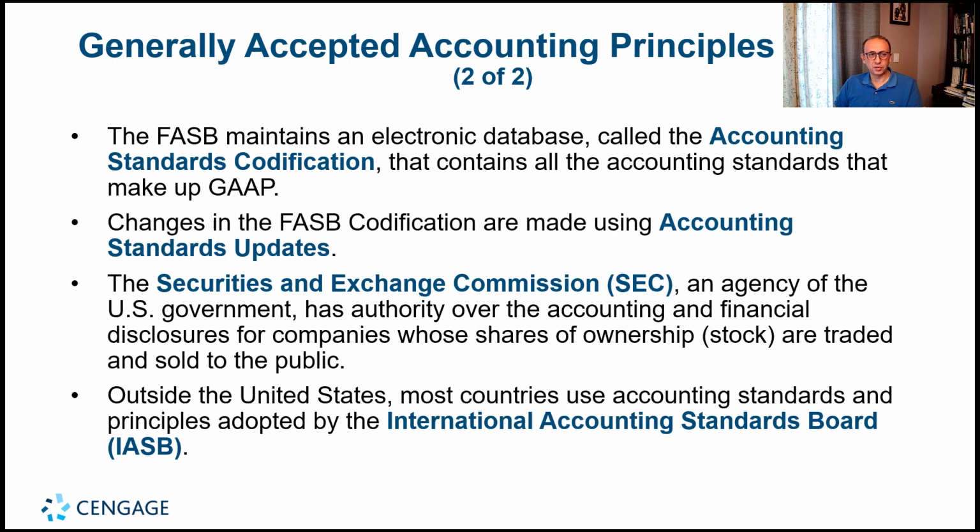FASB, or the Financial Accounting Standards Board, maintains an electronic database called the Accounting Standards Codification, which is the code for all the rules that accountants should follow. These contain all the accounting standards that make up GAAP, or Generally Accepted Accounting Principles. Changes in the FASB codification are made using Accounting Standards Updates. That's where we change any kind of codification in FASB.